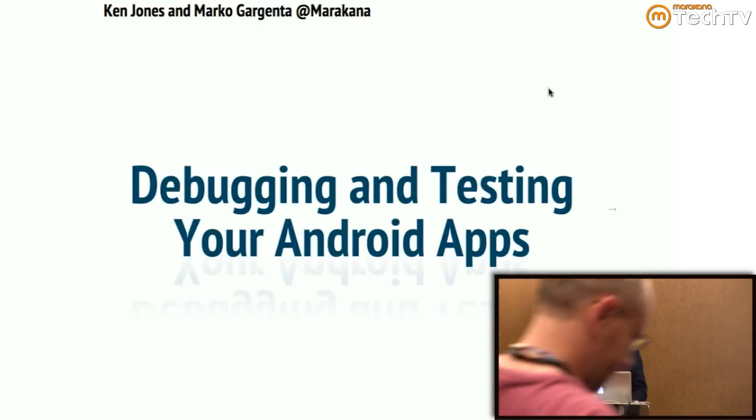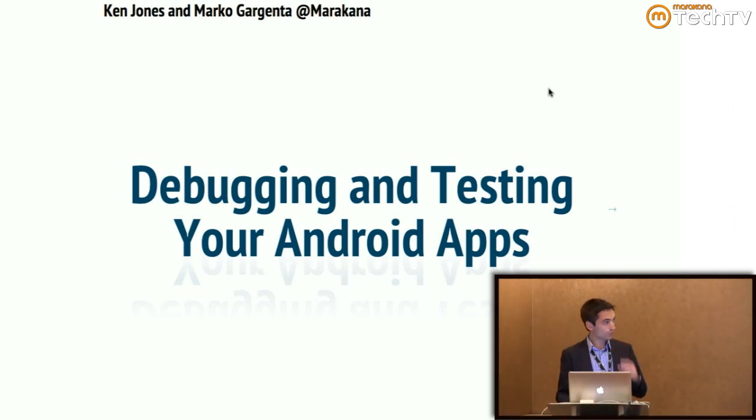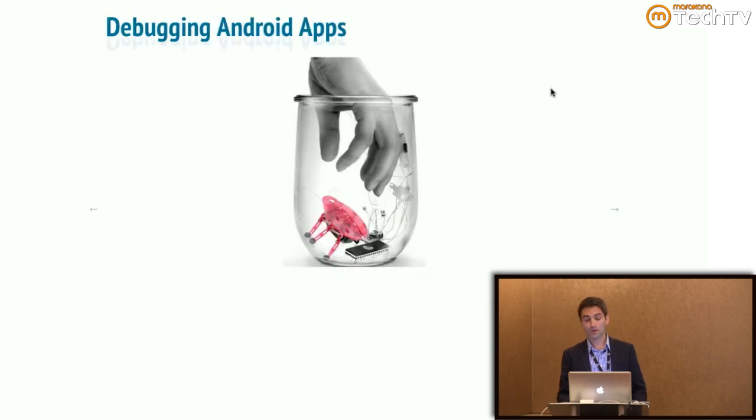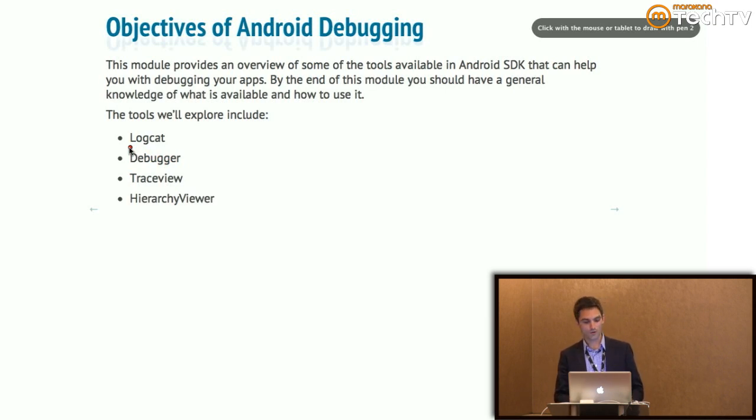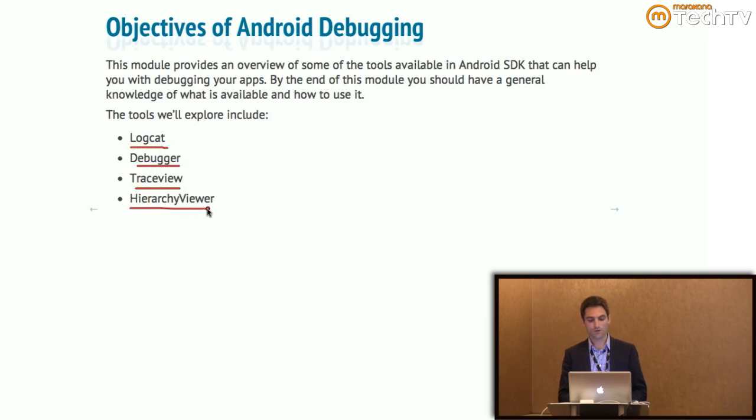So what we're gonna talk about today are two things, debugging and testing. I'm gonna start with debugging, and then I'm gonna switch over to testing tools. In terms of the debugging, we're gonna look at a couple of tools that we currently have at our disposal. These are the tools that are part of the SDK. You all have them, they're free, and they're just already there. Logcat is one of them, Debug is another one, Traceview is another one, and then HierarchyViewer. So that's roughly what we're going to talk about.